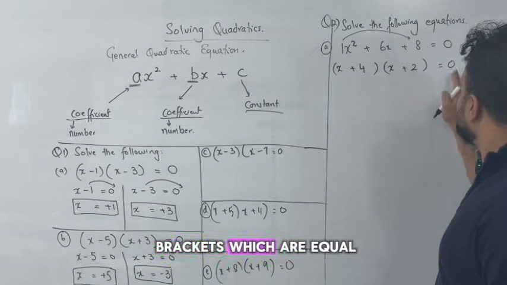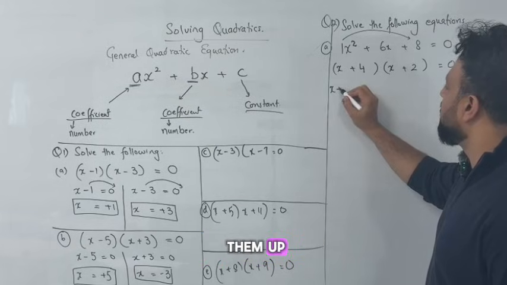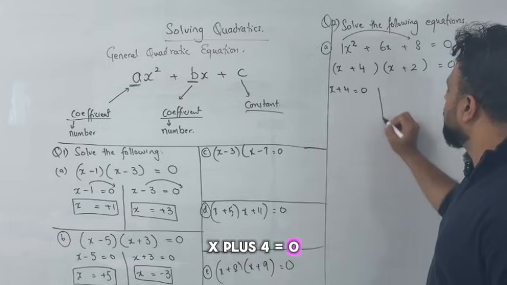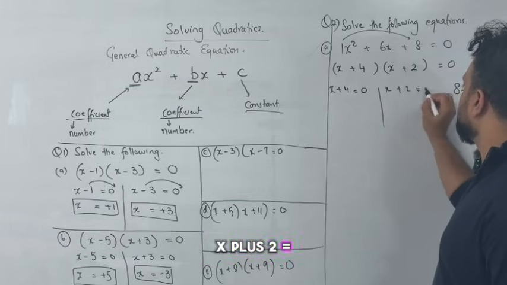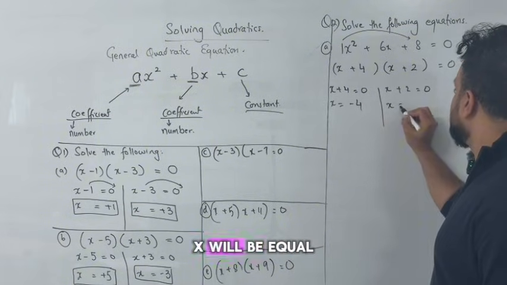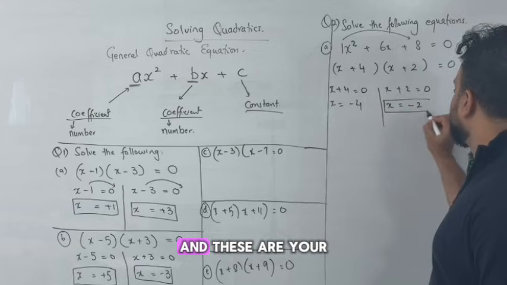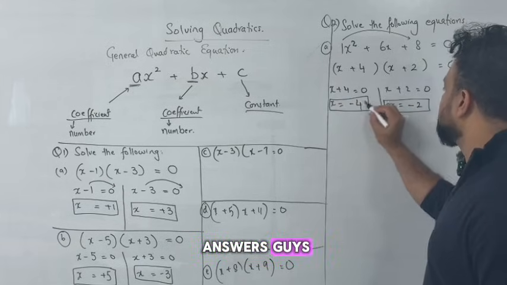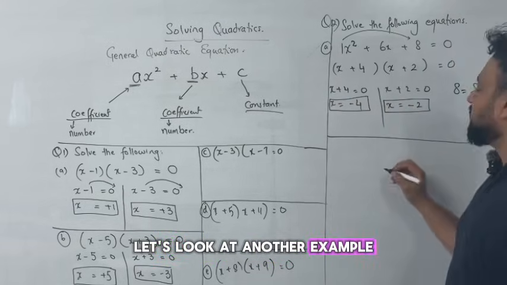Now we've got two brackets which are equal to 0. I'm going to split them up. X plus 4 equals 0. X plus 2 equals 0. X will be equal to minus 4. X will be equal to minus 2. And these are your answers, guys. Let's look at another example.